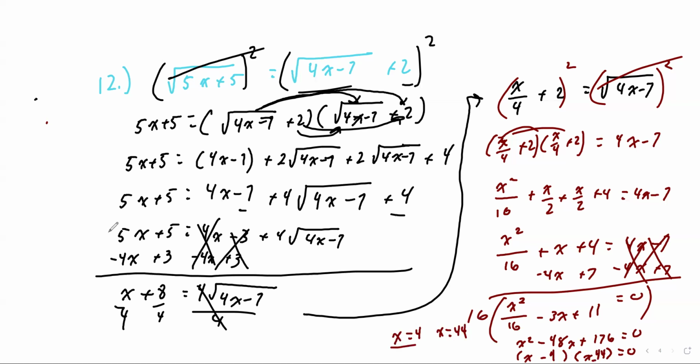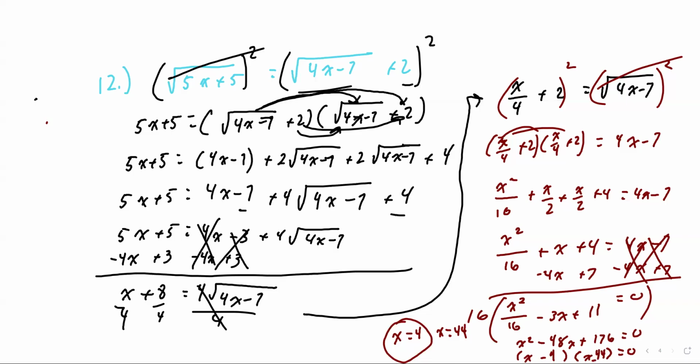All right, so now we just have to check it. I'm going to quickly put this in. So 4 times 5 is 20 plus 5 is 25. This will give me 5. On the other side, 4 times 4 is 16 minus 7 is 9. That would give you 3. 3 plus 2 is 5. All right, 4 works.